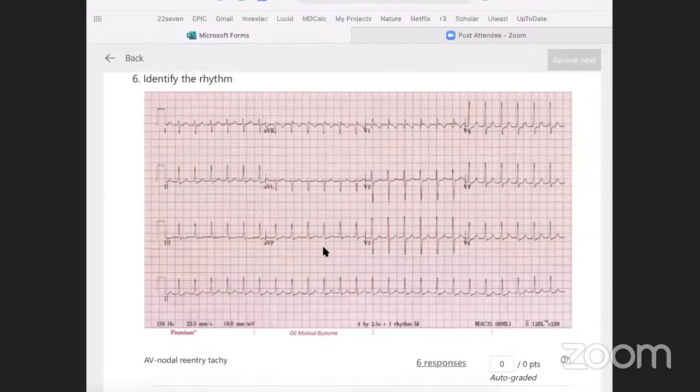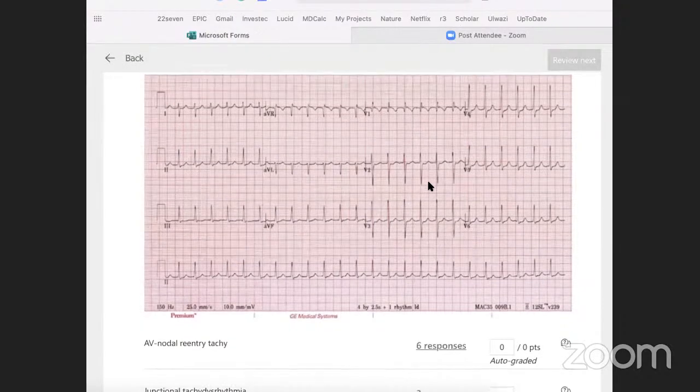Alrighty, so here we can see that we have a tachycardia. Our rate is going at about 150. It seems like it is a regular tachycardia. We have slight widespread upsloping ST segment depression, but normal T waves. And we know that this is a narrow complex tachycardia.